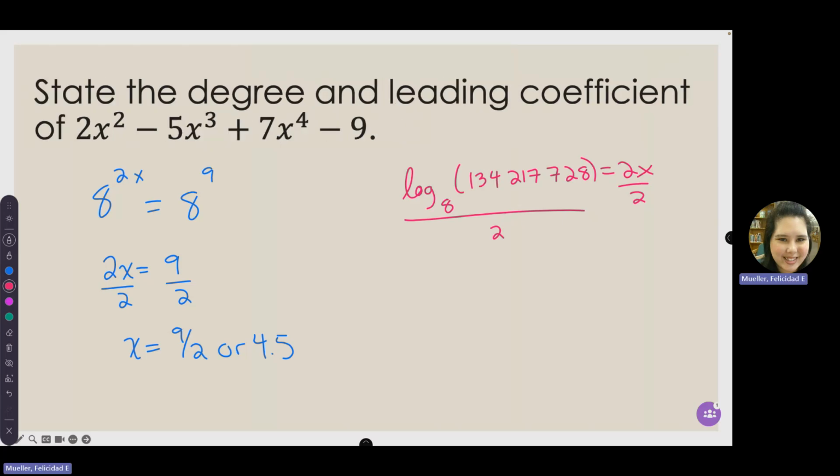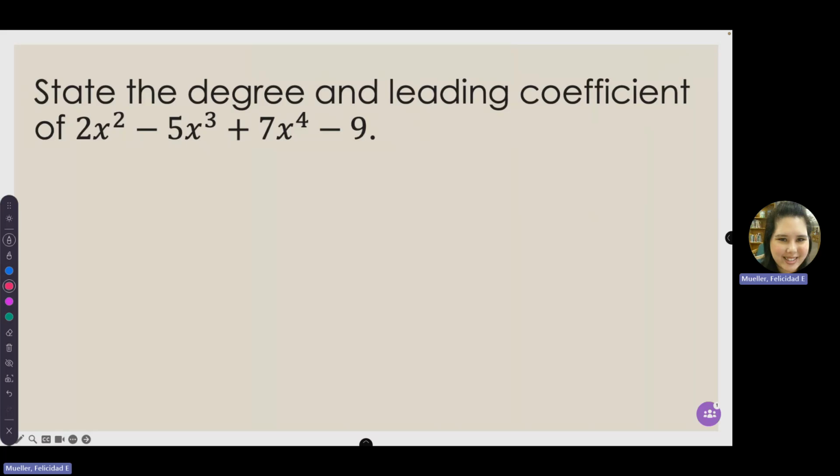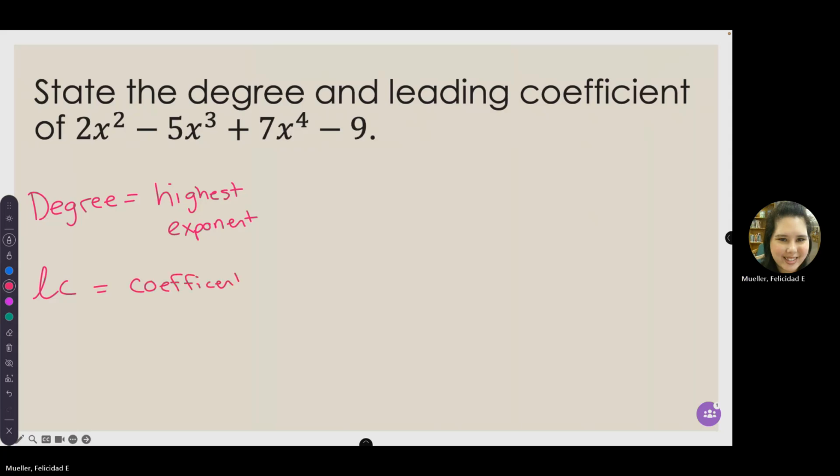Okay, question number 21 is a review question, as in state the degree and the leading coefficient. So as a reminder, the degree is the highest exponent. And then the leading coefficient, which I'm just going to call LC, is the coefficient of the term of highest degree, the highest exponent.